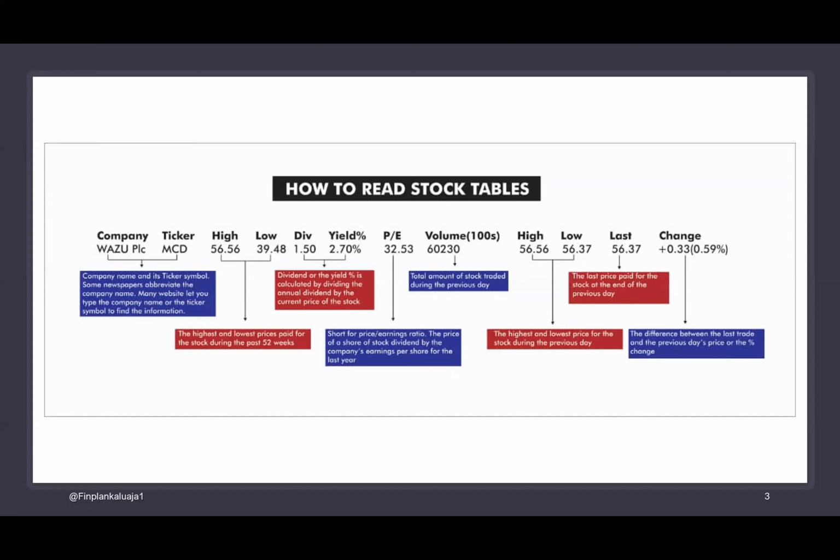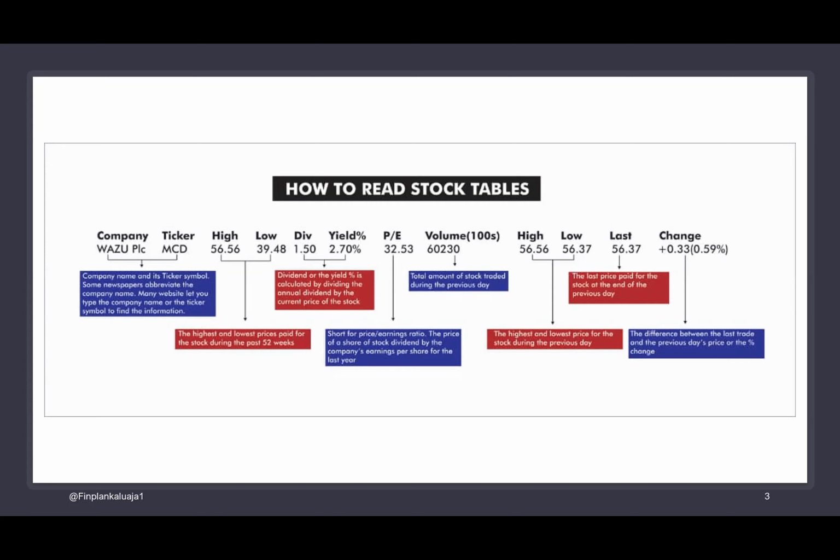Then you have the dividend, and then the dividend yield. Then you have the price earnings ratio. You have the volume being traded. And you have the high and the low. And then you have the last price. And of course, you have the change. So all these figures are just illustrative. They're not for any company. There's no company like that. It's just illustrative to give us, as it were, an anchor to go off.